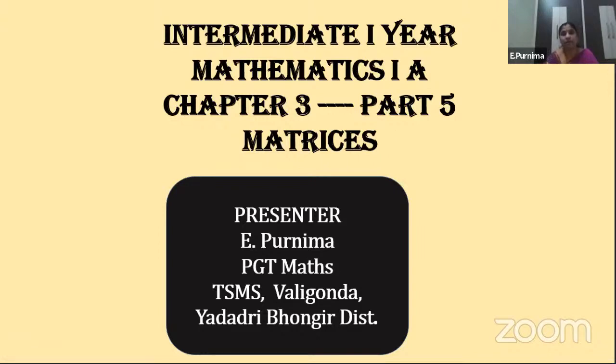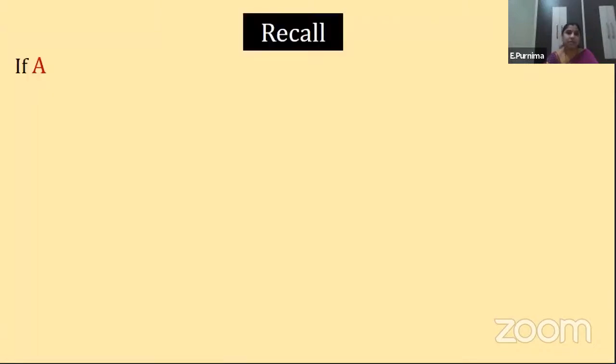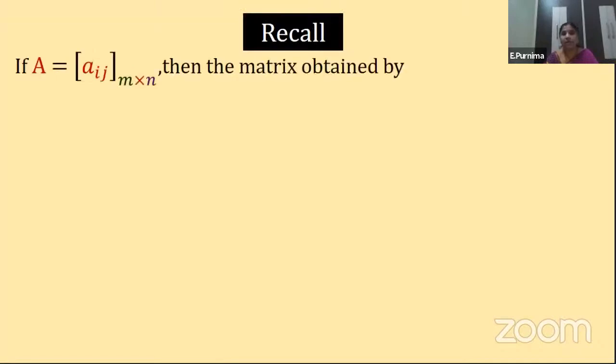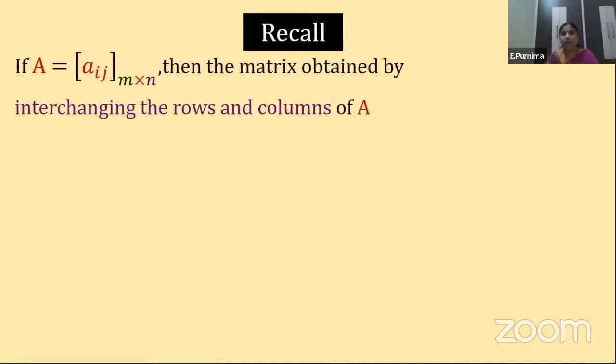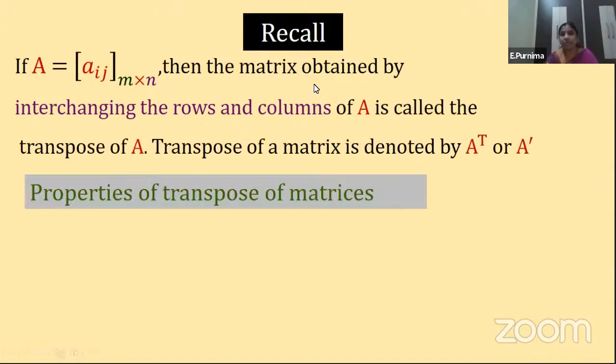Today, first of all, we are going to recollect what we have seen in the last session, briefly. If a matrix A is of order m by n, then the matrix obtained by interchanging rows and columns of the matrix is called what? Transpose of A. If you interchange the rows and columns of the given matrix, the resultant matrix is called the transpose of the matrix.